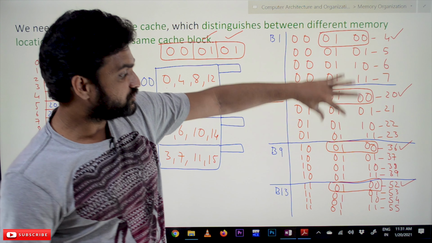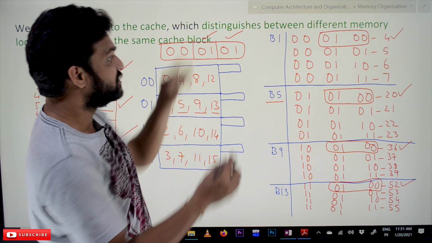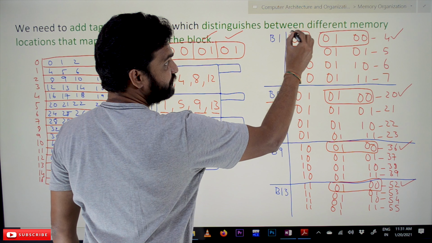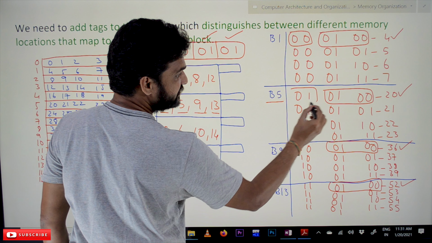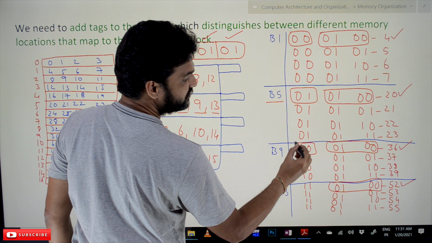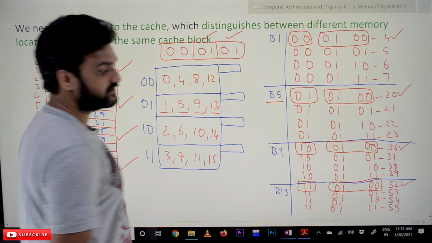So what are the bits that differentiate the 4th address from the 20th, 36th and 52nd addresses? These are the 2 bits. See here, for the 4th address the 2 bits are 0 0. For address 20 the 2 bits are 0 1. For address 36 the bits are 1 0. For address 52 the bits are 1 1.